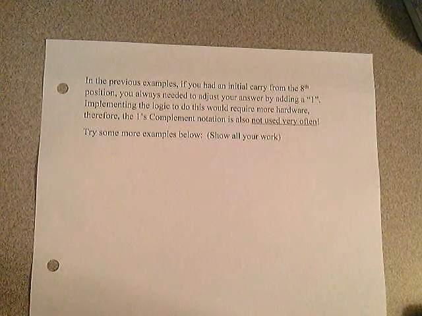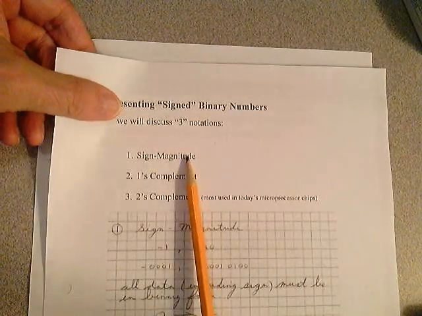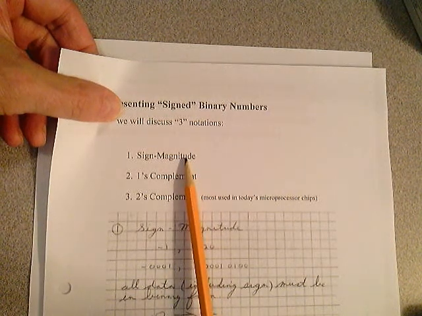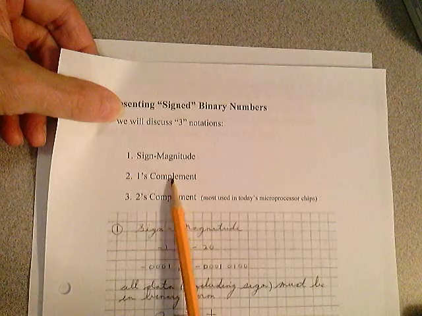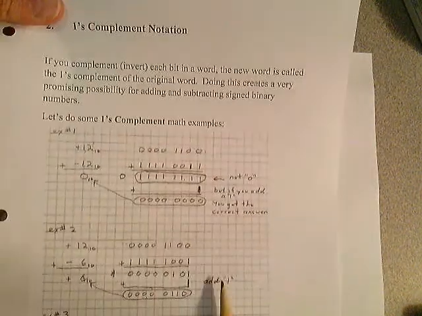Well, the sign magnitude isn't used for math at all. It's used for just storing positive and negative numbers. The 1's complement can be used for math, but I showed you, you may or may not have to have the correction here.